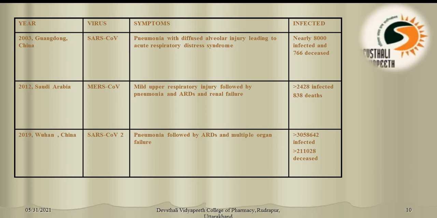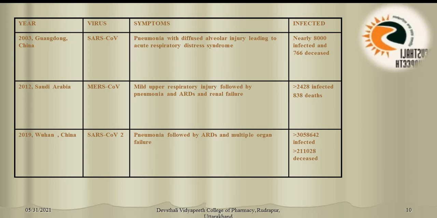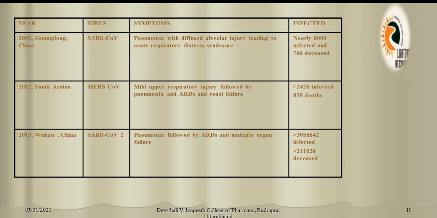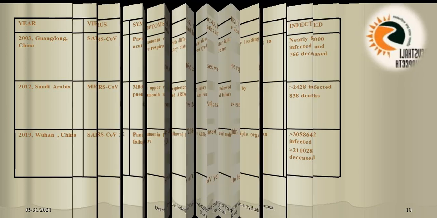Then MERS-CoV originated in Saudi Arabia in 2012. It also had a mild upper respiratory injury followed by pneumonia, ARDS and renal failure, and more than 2,428 people were infected and 838 deaths were recorded. Finally, SARS-CoV-2, seen in Wuhan, China in 2019, had pneumonia-like symptoms followed by ARDS and multiple organ failure, and the infection and death rates have been getting higher and higher.